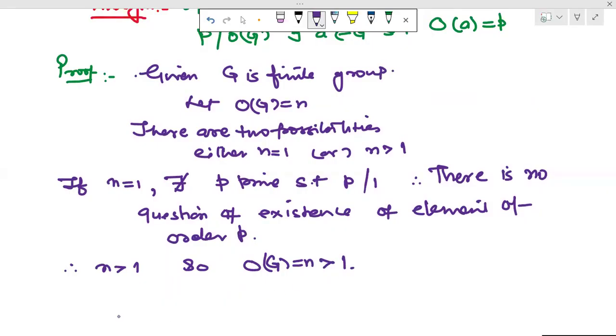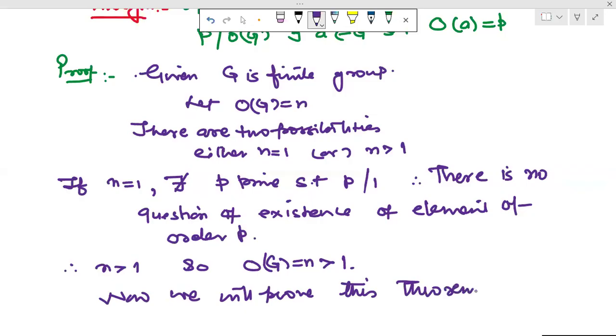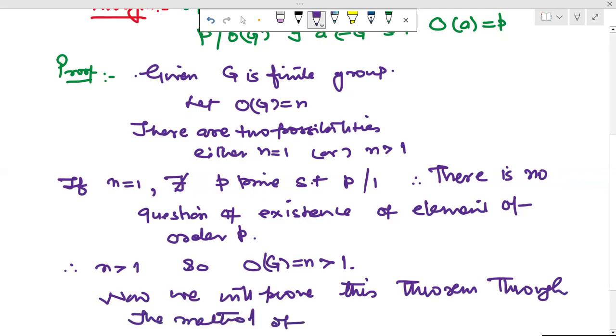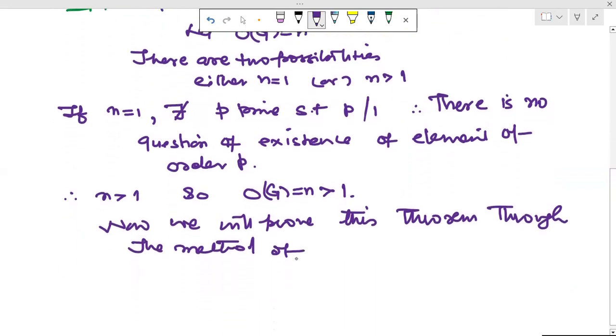Now we will prove this theorem through the method of mathematical induction.